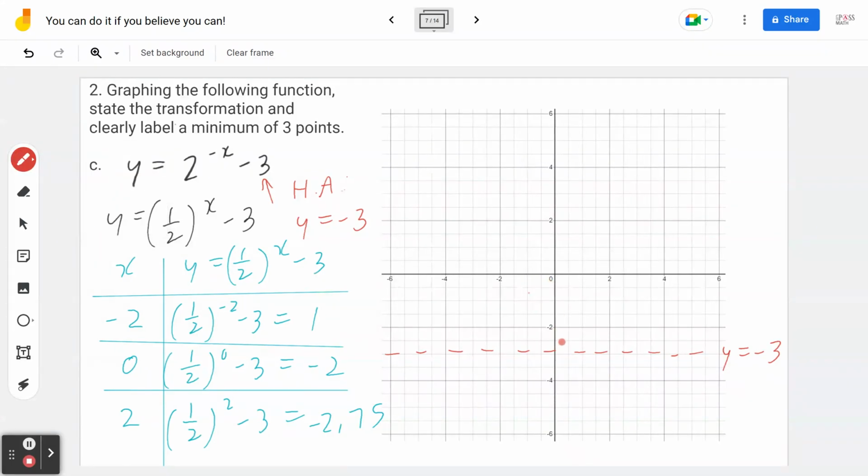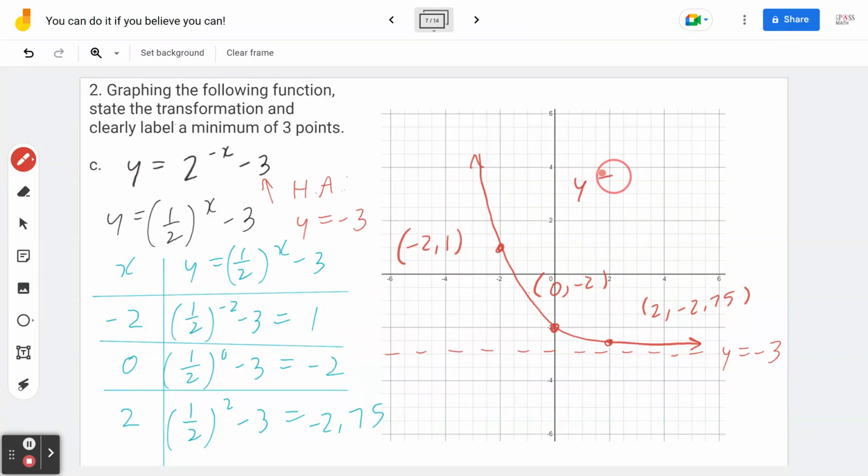So what I mean is, if you go back to the graph now, and we grab the same color for you, I go left by 2, and I go up by 1. So it's going to be -2 and 1. If I go to 0, I'm going to go down by 2. That's 0, -2. Last but not least, if I go right by 2, it's going to be down by 2.75. So I'm going to label this 2, -2.75. Again, I can connect them just like that.